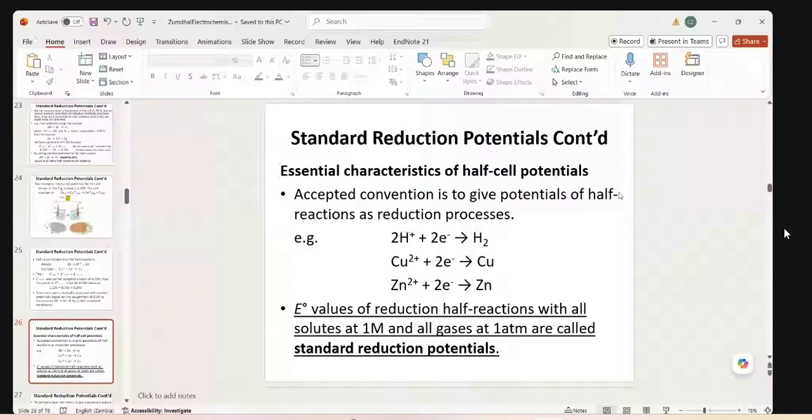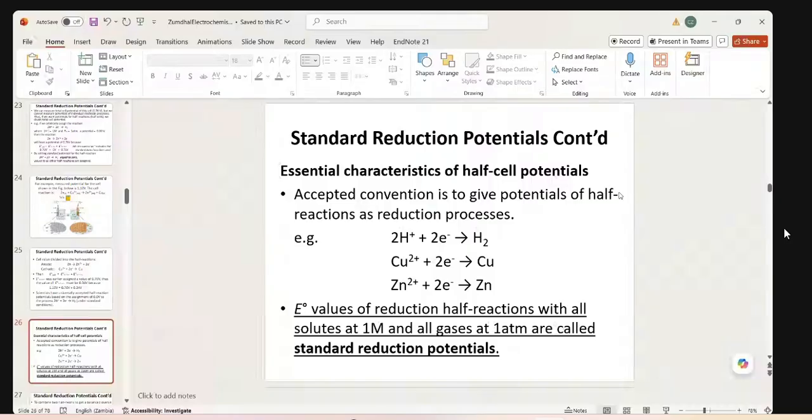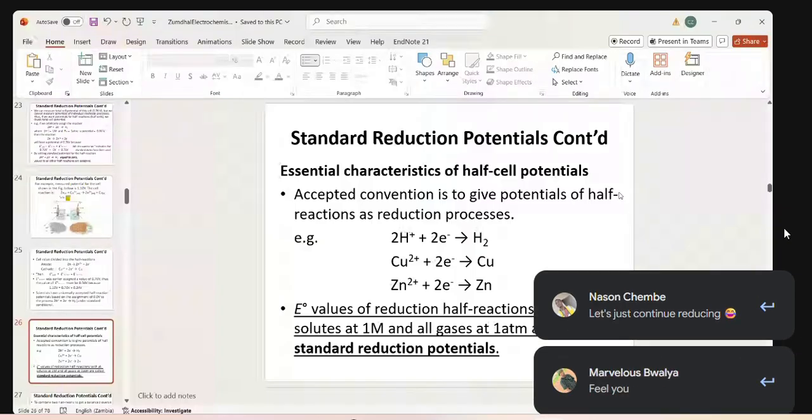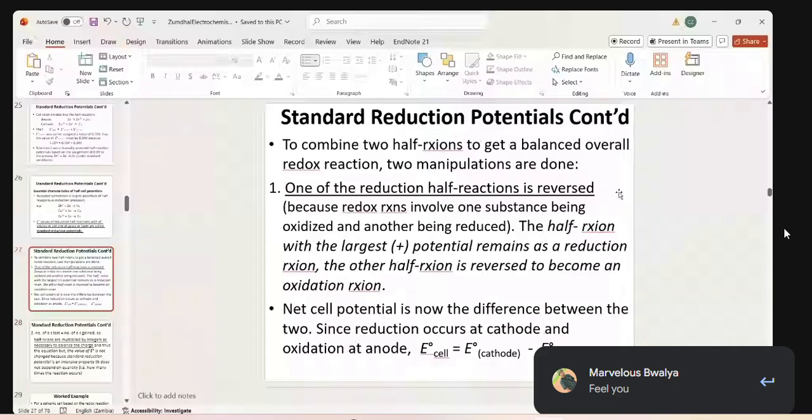So now what it means is, if I connect a metal to hydrogen, if the metal loses electron to hydrogen, it means hydrogen is less reactive than that metal. If I connect a metal with the hydrogen, if hydrogen loses electrons to that metal, it means that metal is less reactive than hydrogen.